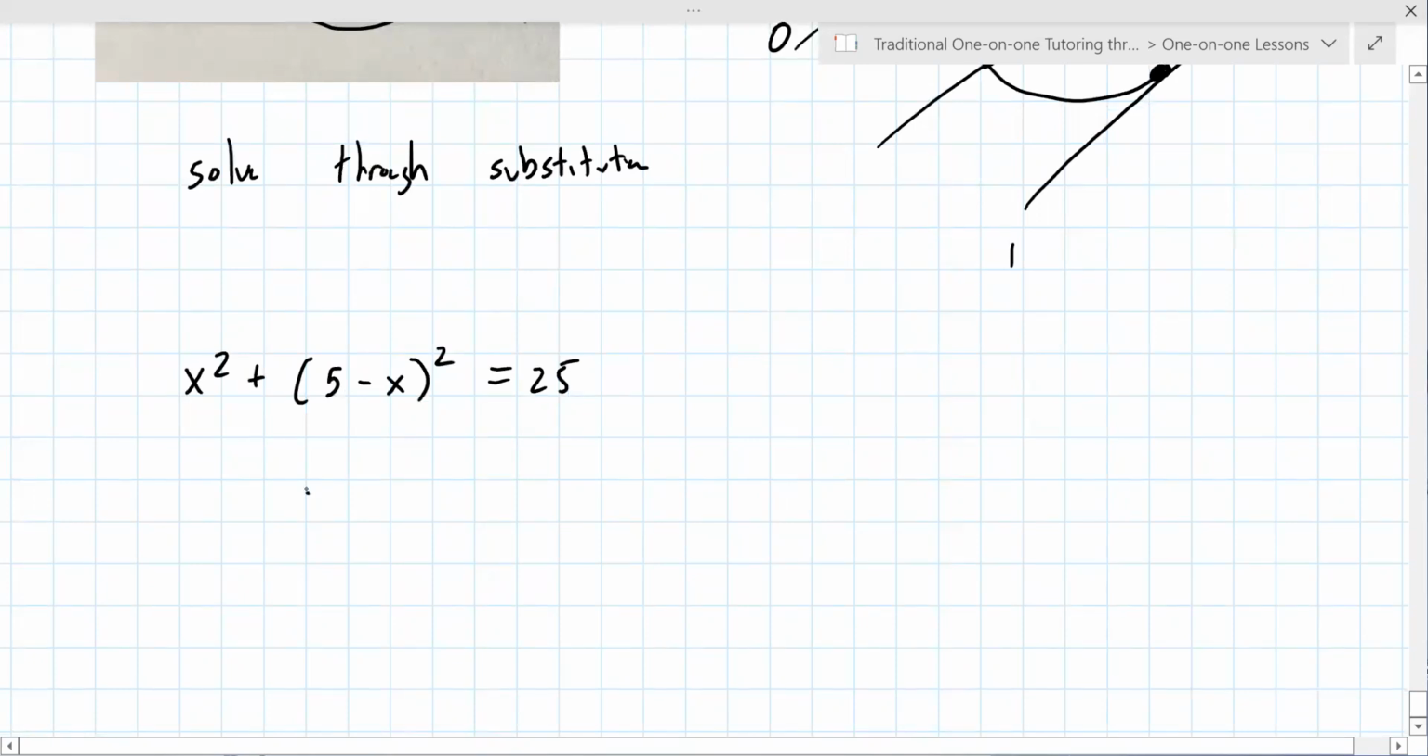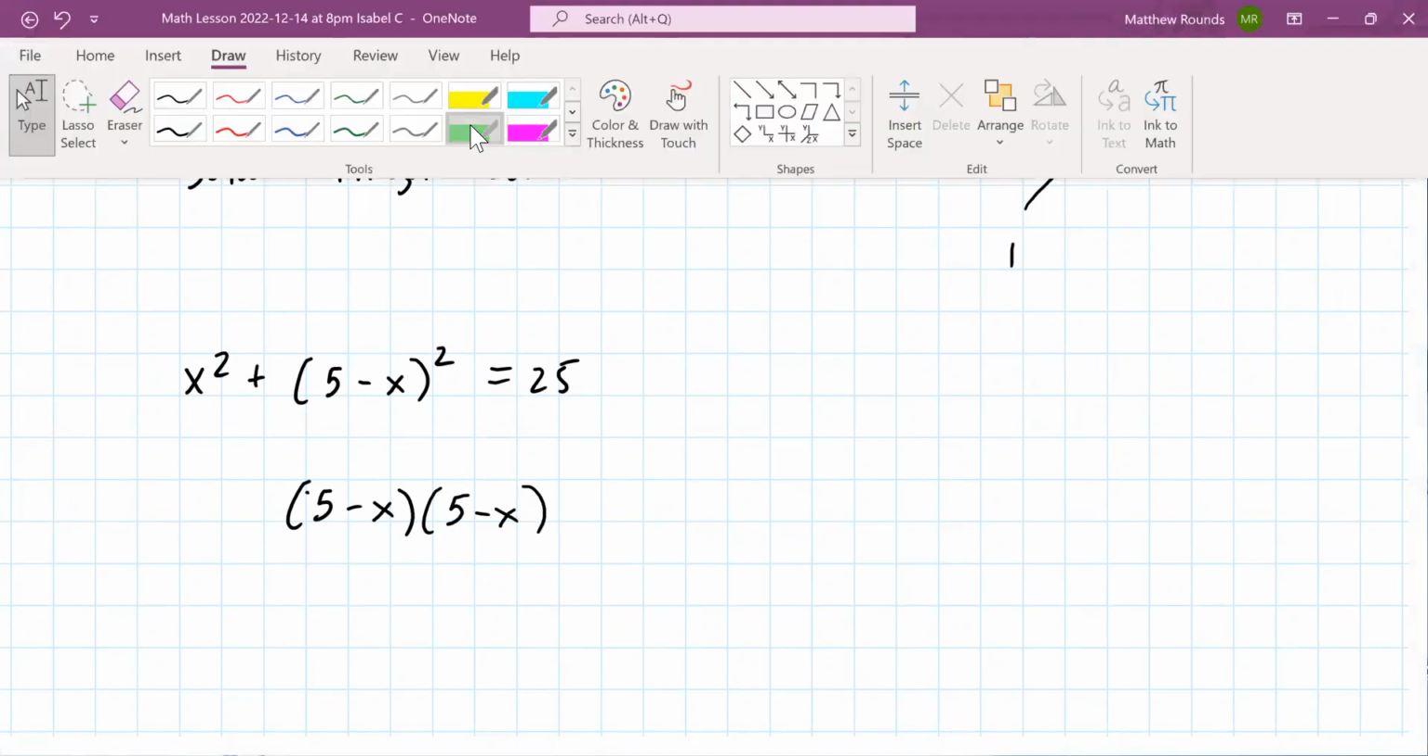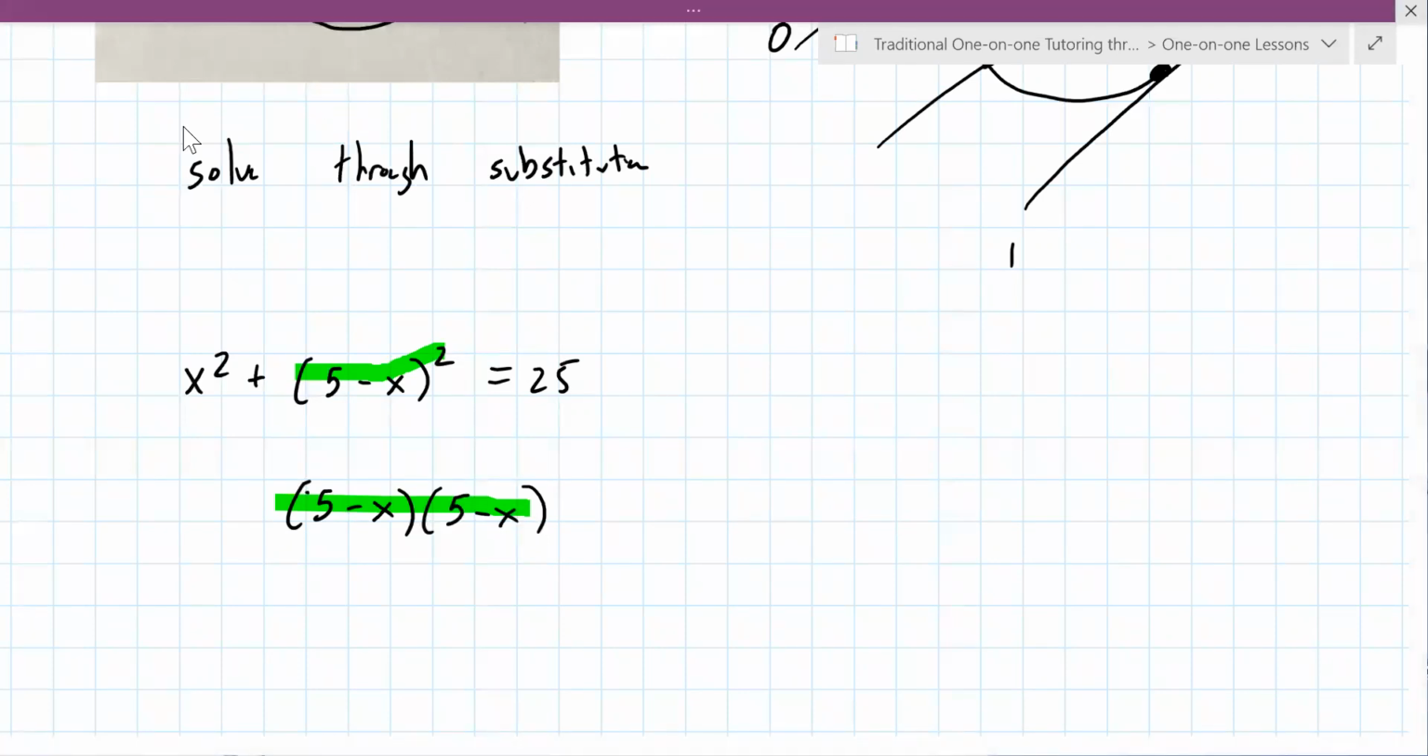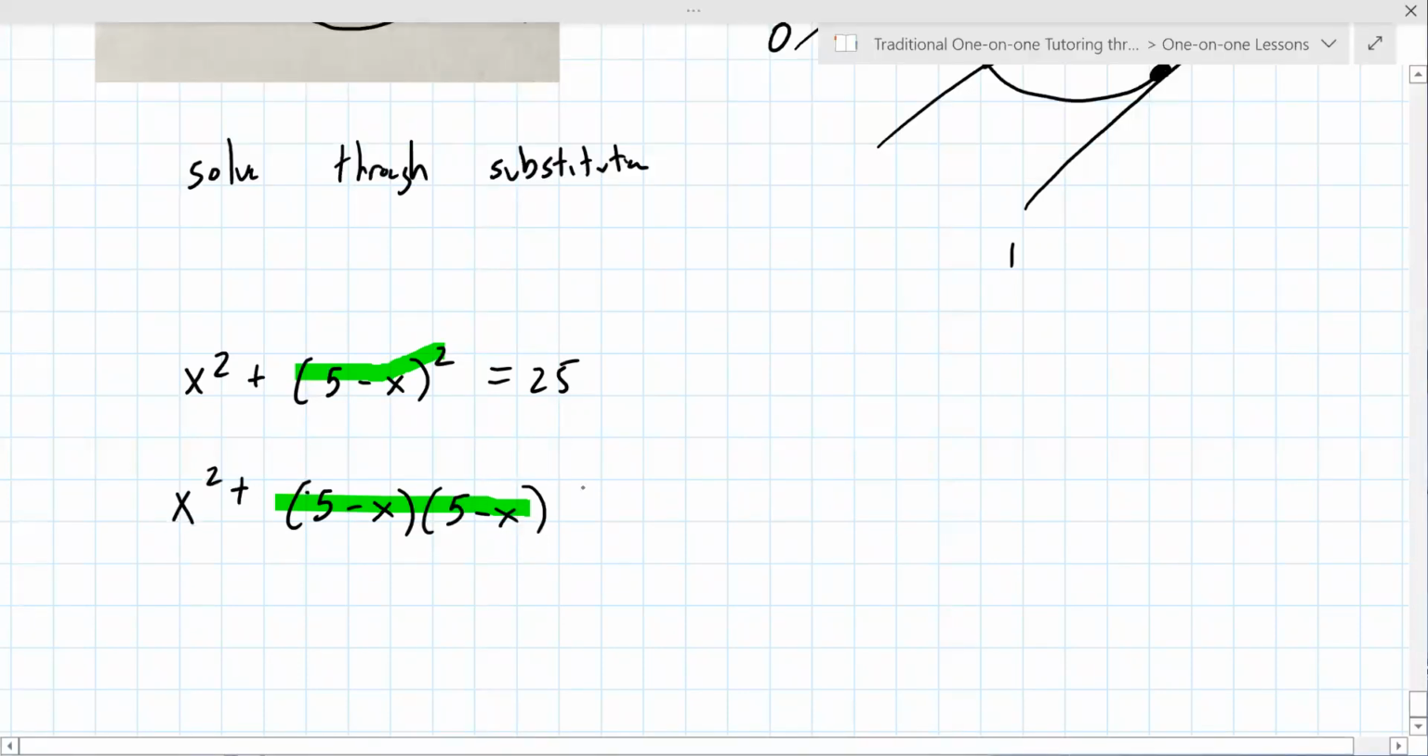So very important, and this may be another thing to put in your notes: 5 minus x squared is 5 minus x times 5 minus x. It is not 5 squared minus x squared. You have to write it as a binomial times a binomial. Okay, so when we FOIL this, we get 25. 5 times minus x is minus 5x. Minus x times 5 is minus 5x. Minus x times x is plus x squared equals 25.